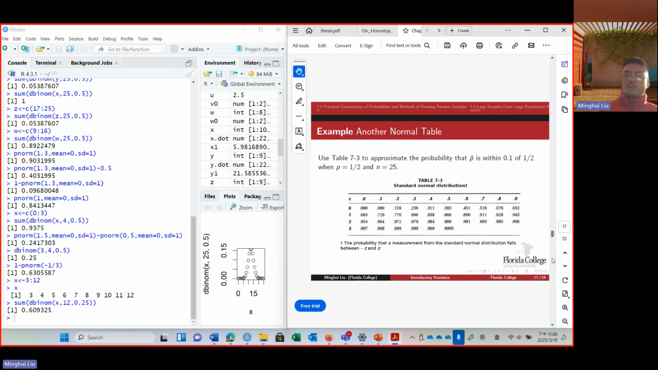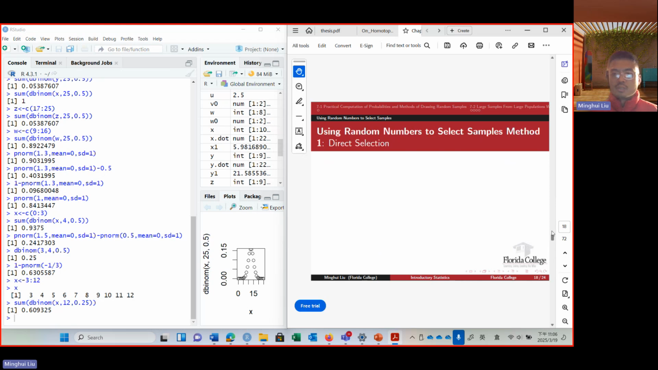There's another normal table, which I don't think is particularly important, but basically this one will give you the area between negative z and z. For example, when z equals 1, you get 0.683. This really tells you the area between z equals negative 1 and 1 is 0.683. And that's it. I don't even recommend using it because, first of all, you have the other table. You can simply find the correct value and multiply by 2. And secondly, you have R, which is extremely convenient to use.